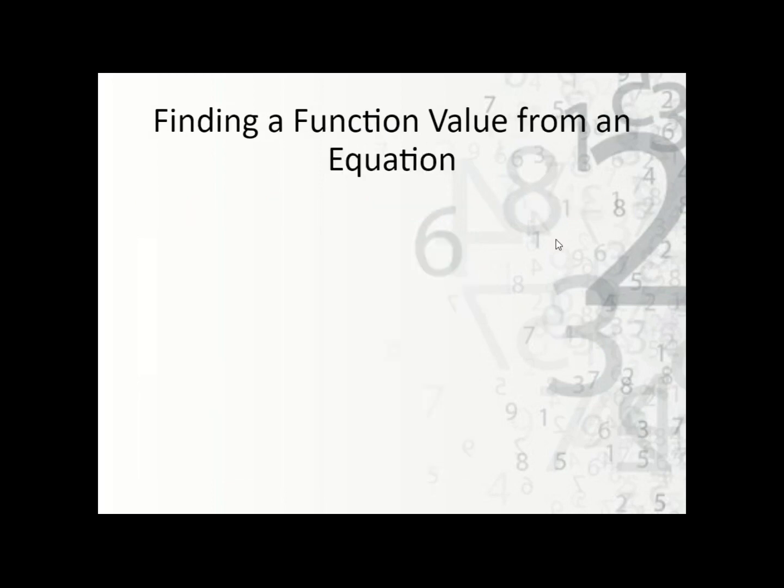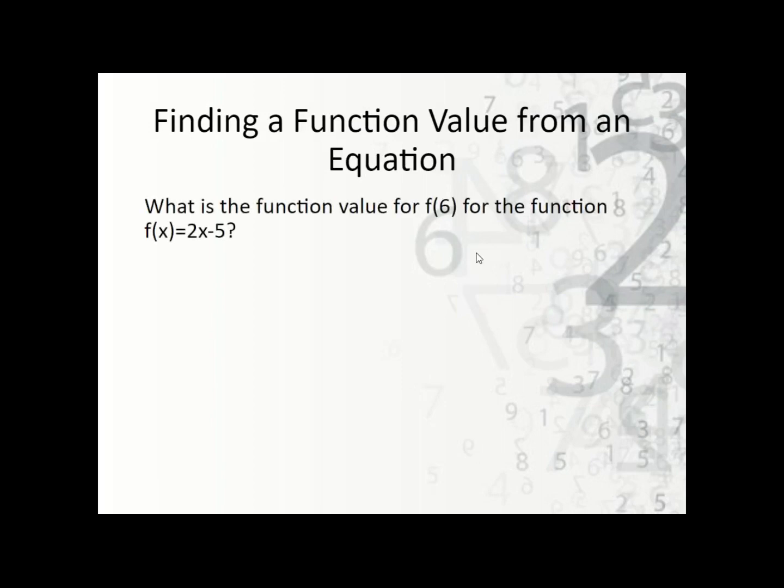Now, how do we find a function value from an actual equation? It says, what is the function value for f of 6 for the function f of x is equal to 2x minus 5? So what we're going to do is take f of x equals 2x minus 5, and plug 6 in for x. So it goes here and here. f of 6 is equal to 2 times 6 minus 5. Well, 2 times 6 is 12. 12 minus 5 is 7. So the function value for f of 6 is 7.